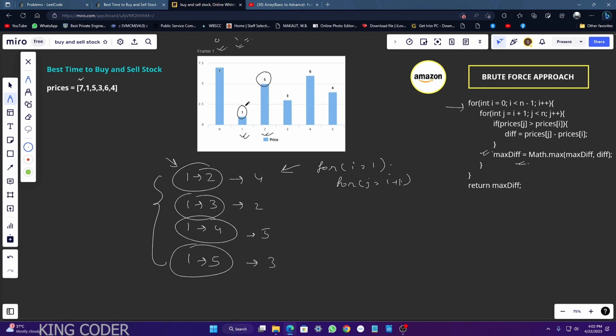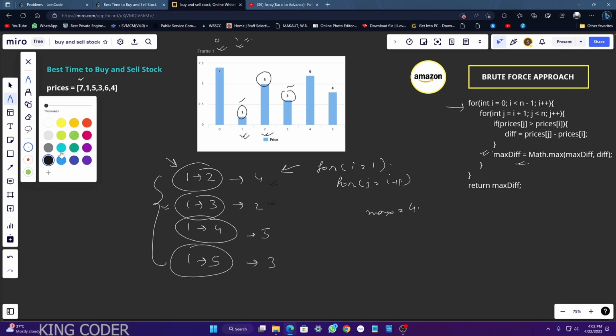So I will find the difference, prices of j minus prices of i. So it is 4. After that we will find the maximum difference. Initially the maximum difference was 0. So after this my maximum difference will be 4. It will run the for loop again and come to the next position. In this position it will check if nums of j is greater than nums of i. Yes. So the difference is 2.